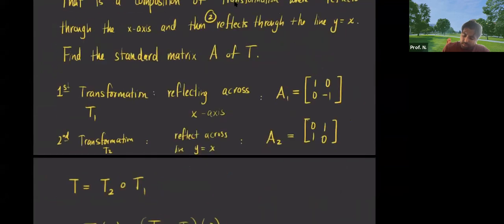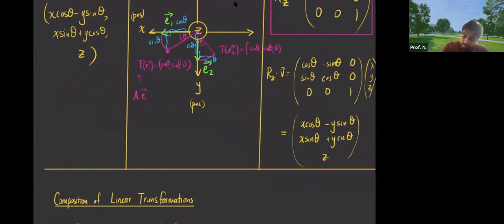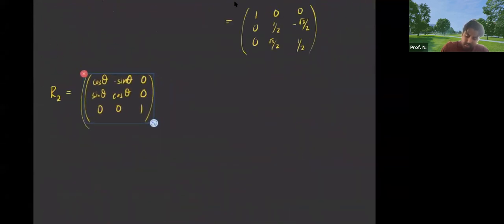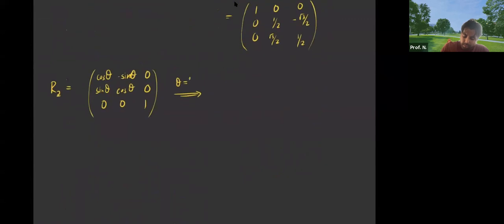And do the same exact thing for Rz. Rz was what? Let me just copy this real quick. So this is Rz. And then I want the angle to be 45 degrees. So then my Rz rotation matrix becomes cosine of 45 degrees, which is rad 2 over 2, negative rad 2 over 2, rad 2 over 2, rad 2 over 2, 0, 0, 0, 0, 1.